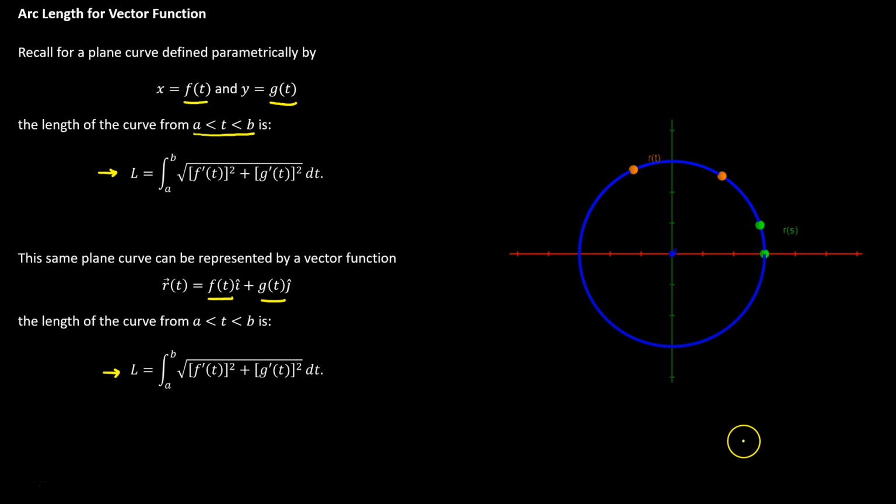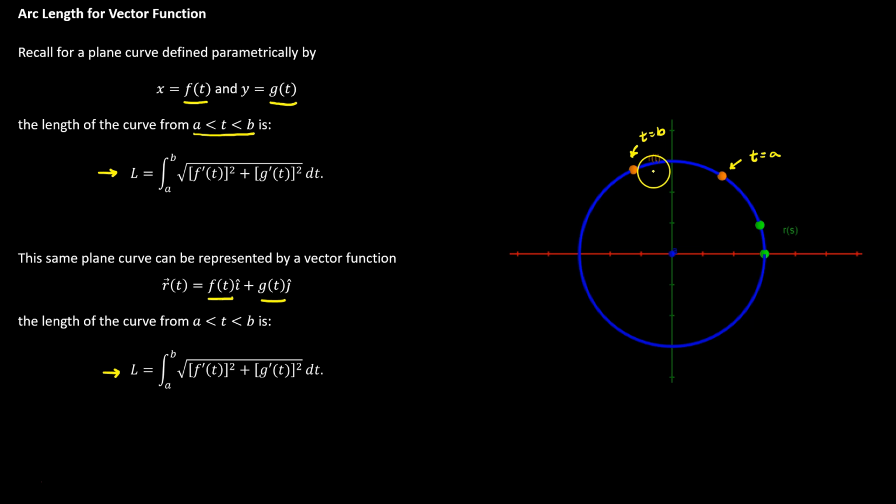To give ourselves a bit of a visual for this expression, let's take a look at the graph on the right side of the screen. I have a 2D plane curve that you could say is defined either parametrically or by a vector function. Either way, you would get the same graph. And I have a pair of orange points plotted at the top of this curve, and those orange points correspond to some parameter value. We'll call them t equals a and t equals b.